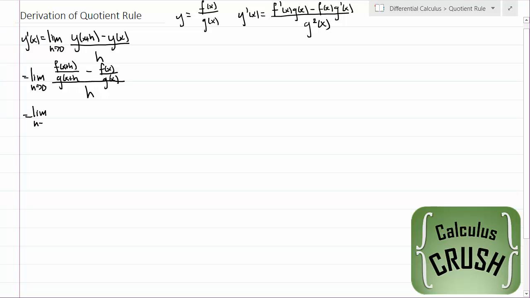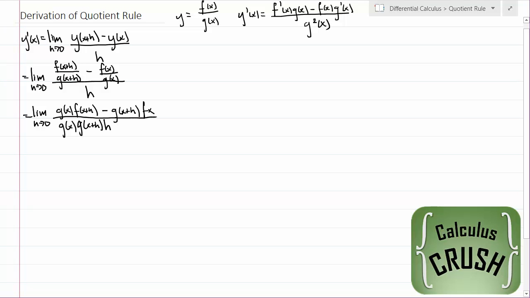The next step, we need to subtract these two fractions. In order to do that, we need to have a common denominator. And that common denominator is just the product of these two denominators. So I'm going to write that down here at the bottom. g of x times g of x plus h times h. We still have that h there. And on top we have the first term is now g of x times f of x plus h minus g of x plus h times f of x.